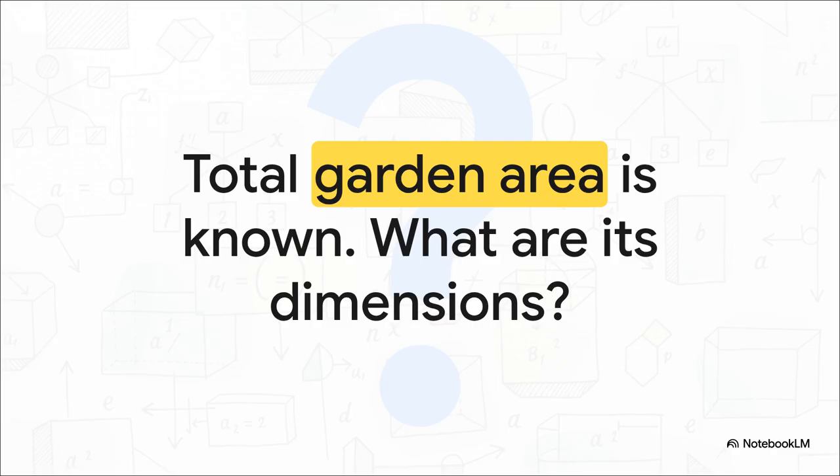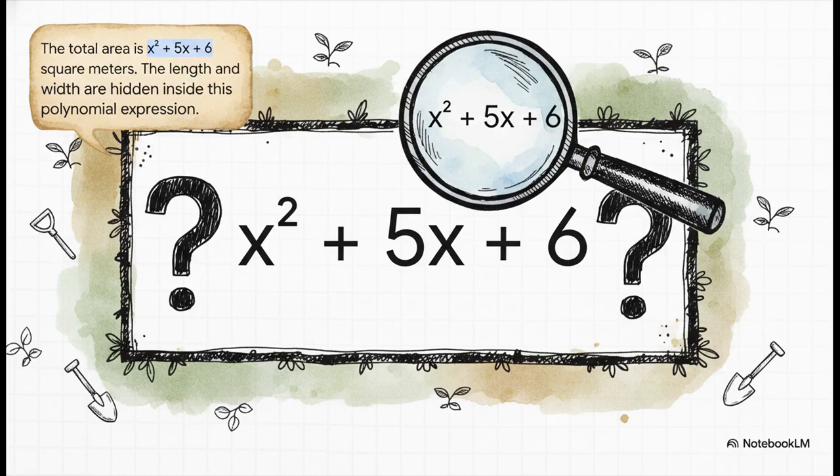Imagine a landscape architect. They know the total area of a garden they're designing, but the formula for that area is this kind of messy algebraic expression. To actually start building, they need the simple length and width. So how do they get those? And here's that expression for the area, x squared plus 5x plus 6. Right now, it might just look like a jumble of terms, but I promise you, the length and the width are hiding right inside that polynomial. Stick with me, and by the end of this, you'll know exactly how to find them.